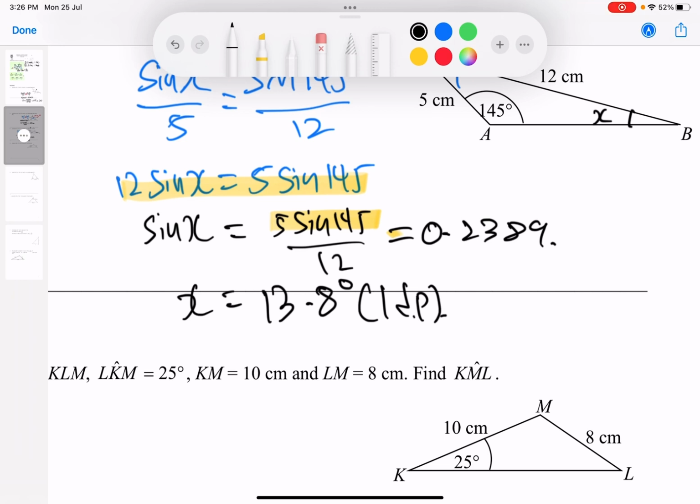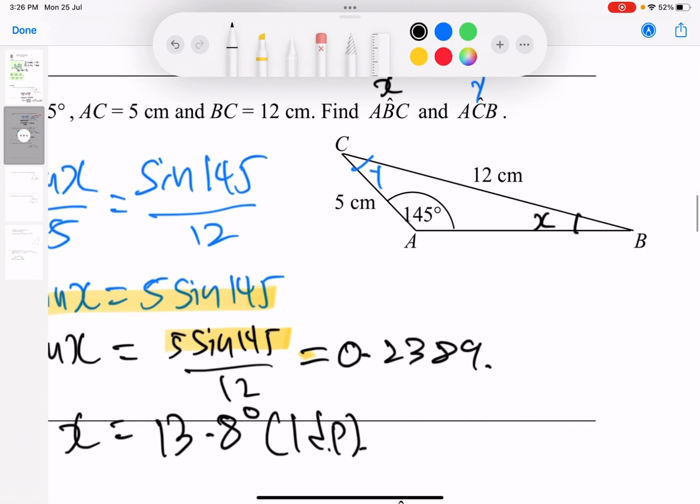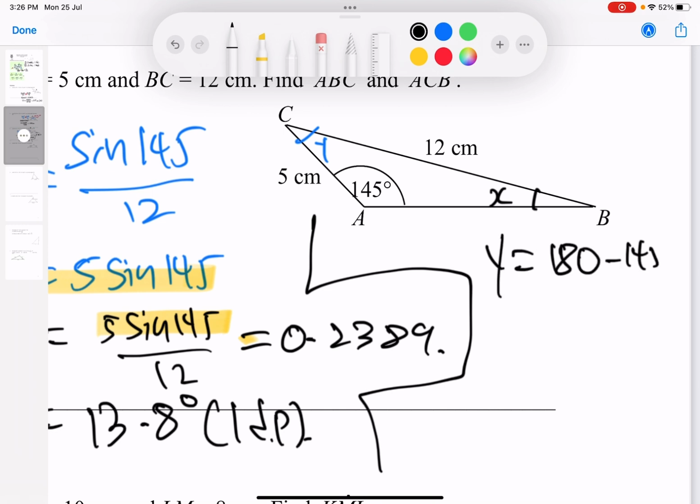Going back to this example, the value of y is going to be 180 subtract away 145, subtract away 13.8, which we have found earlier. So our answer here is 21.2 degrees. This is to 1 decimal place as well.